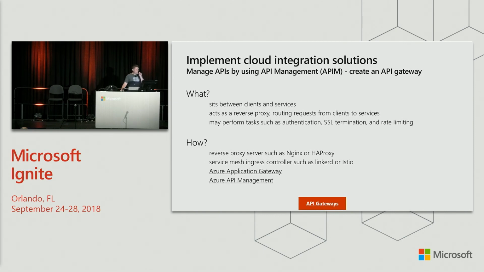So APIM, API management, creating an API gateway. What is an API gateway? It's essentially a reverse proxy. We're looking at a reverse proxy to route requests from clients to services or hosted services. And it may do a multitude of tasks. It may do SSL termination, may actually handle authentication.